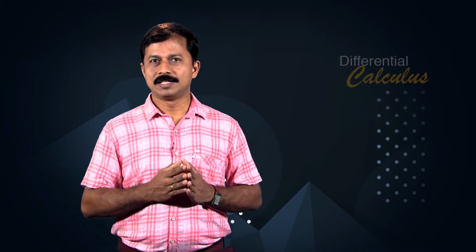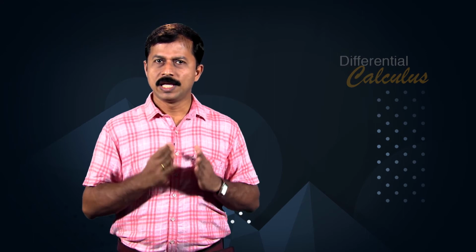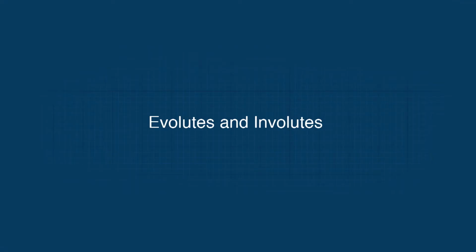That is, the center of curvature at (c, c) to the curve xy = c² is (2c, 2c). We now discuss evolutes and involutes.